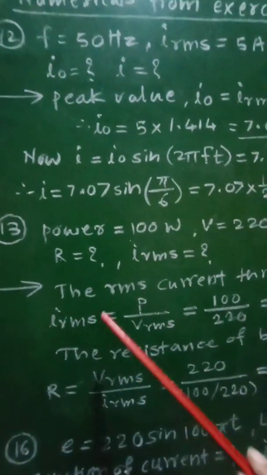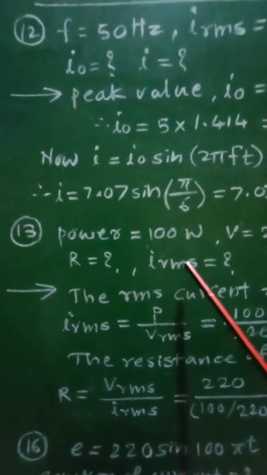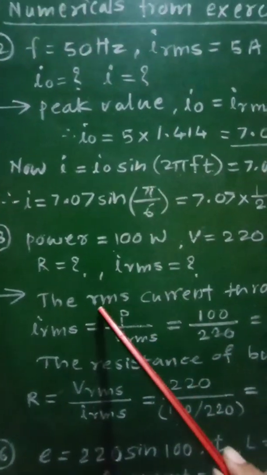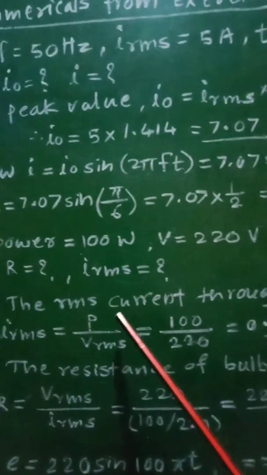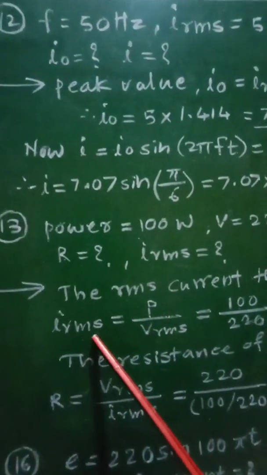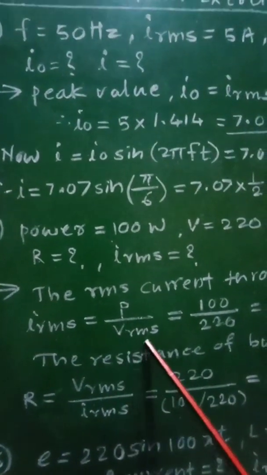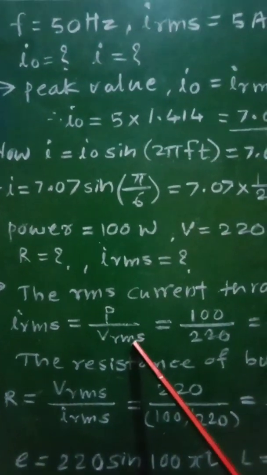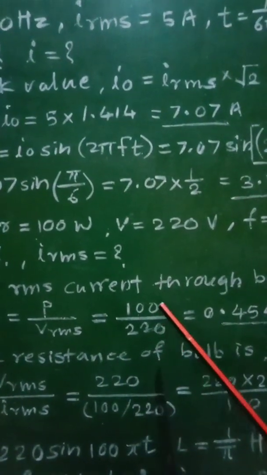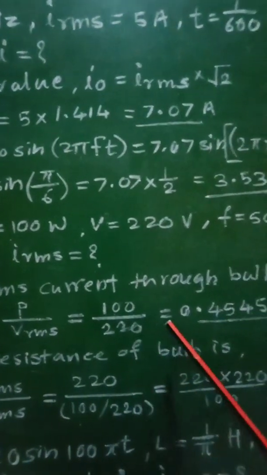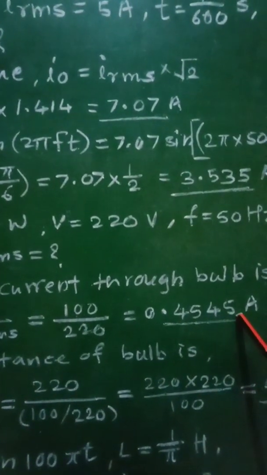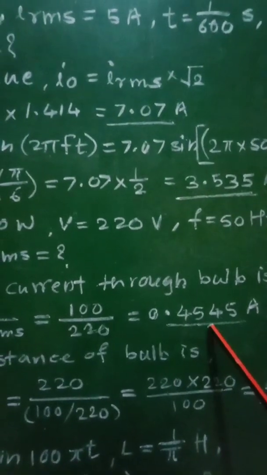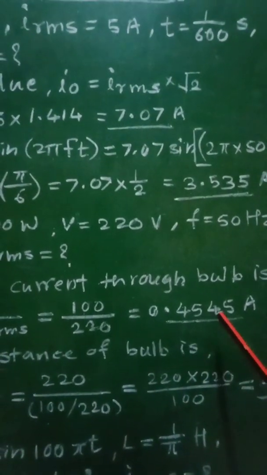And therefore first of all we will find the RMS current flowing through the bulb, which is given by the formula I RMS equal to P upon V RMS. Putting the values we will get 100 upon 220, which comes out to be 0.4545 ampere. So this will be the RMS value of current flowing through the bulb.